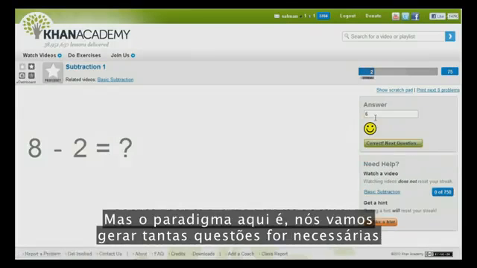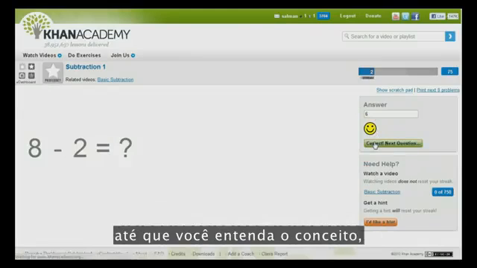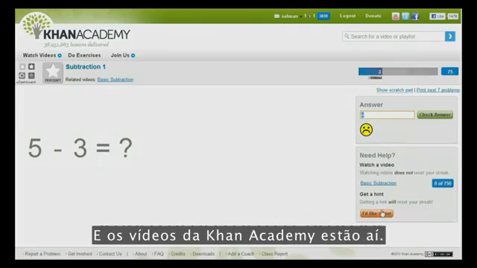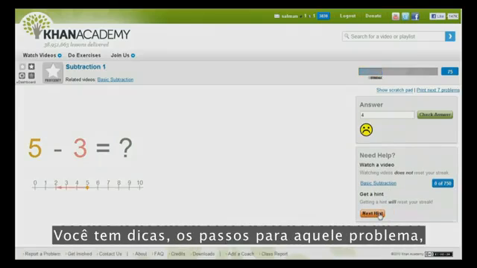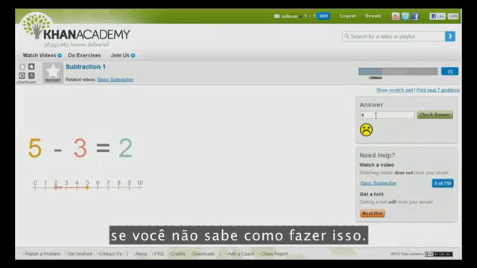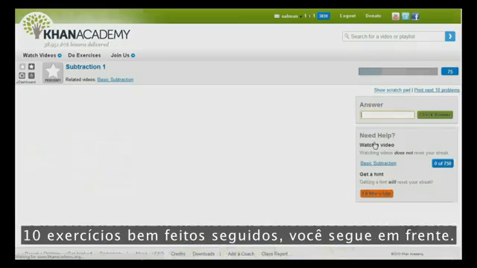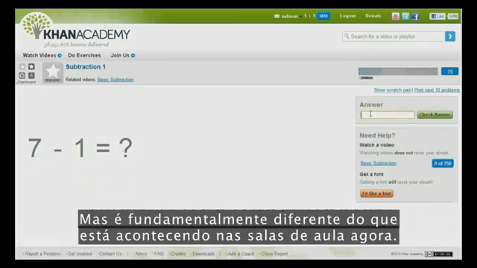But the paradigm here is we'll generate as many questions as you need until you get that concept, until you get 10 in a row. And the Khan Academy videos are there. You get hints, the actual steps for that problem if you don't know how to do it. It seems like a very simple thing, 10 in a row, you move on. But it's fundamentally different than what's happening in classrooms right now.